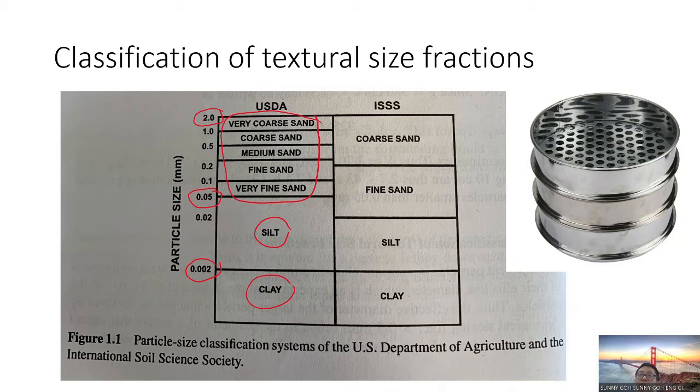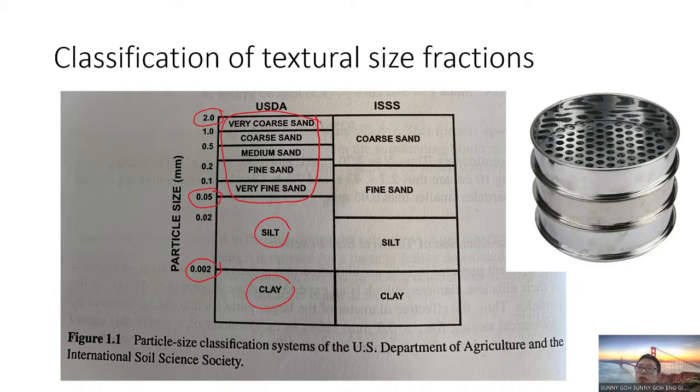Okay, let's talk about classifications of textural size fraction. There are basically two standards, the USDA standard or the ISSS standard. In this case, we should refer to the USDA standard that is widely used. In soil physics, we are only interested in sand, silt, and clay in terms of mass fraction.